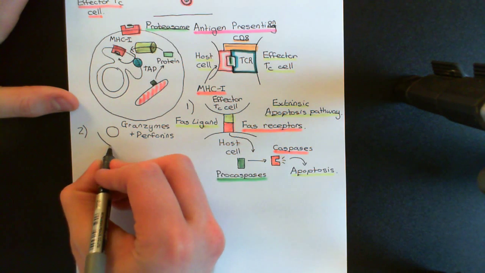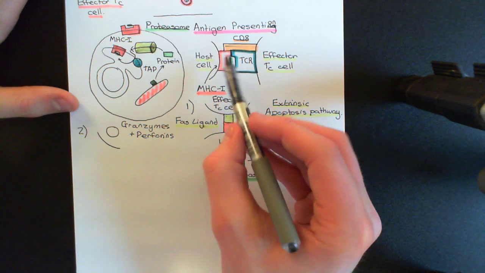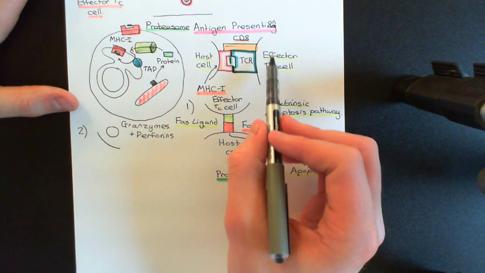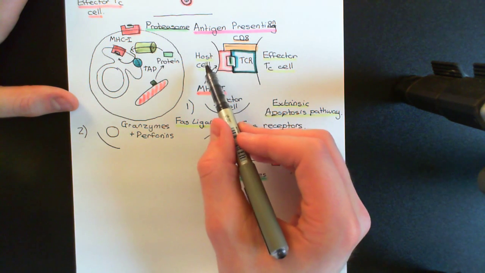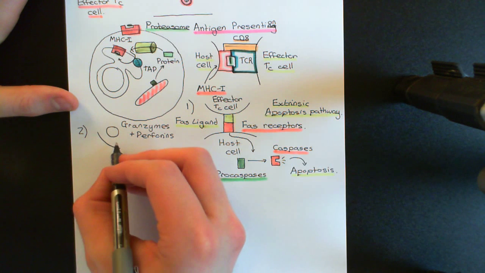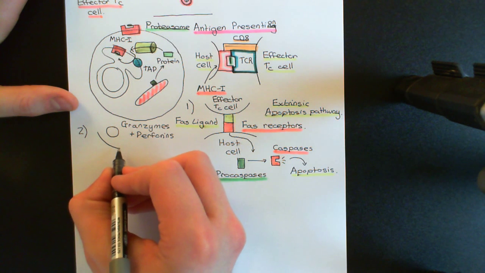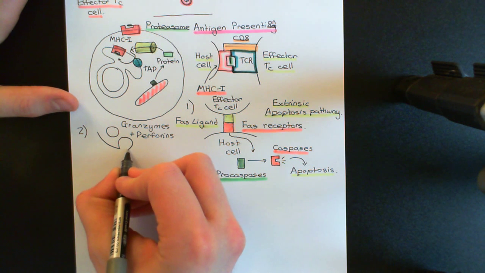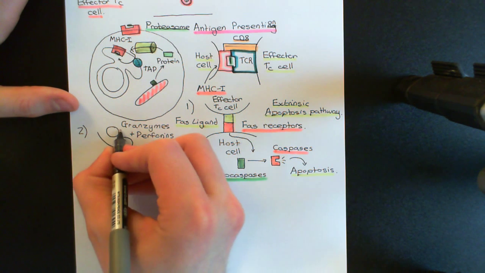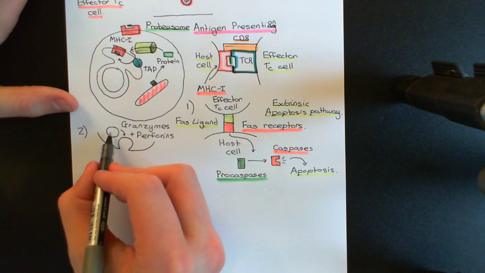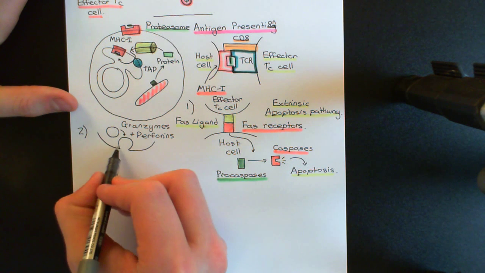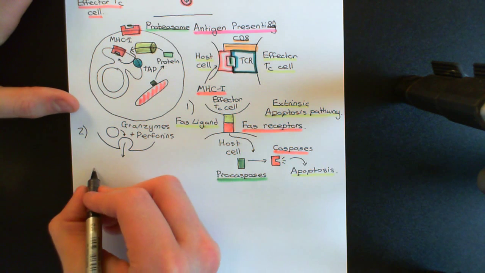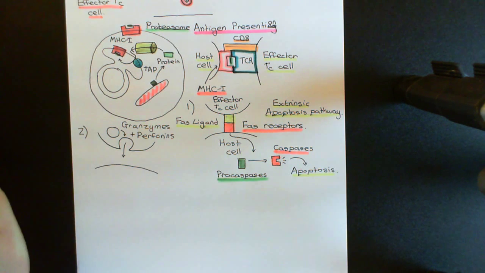Once the effector cytotoxic T cell has decided that the host cell it's sitting next to, bound by this interaction here, is infected, it's going to fuse these vesicles with its plasma membrane and release the horrors within, the granzymes and the perforin proteins, onto the surface of the infected host cell. Here, this shows the vesicle fusing with the plasma membrane, so the granzyme and perforin are released onto the surface of the host cell.